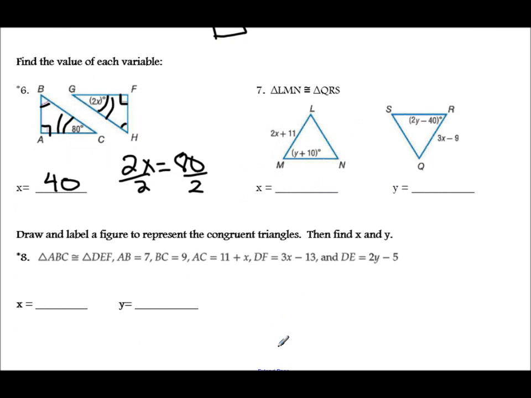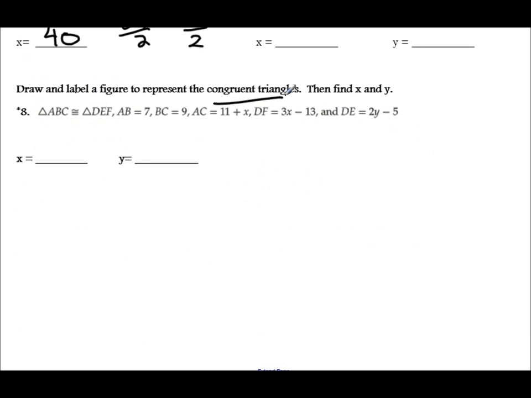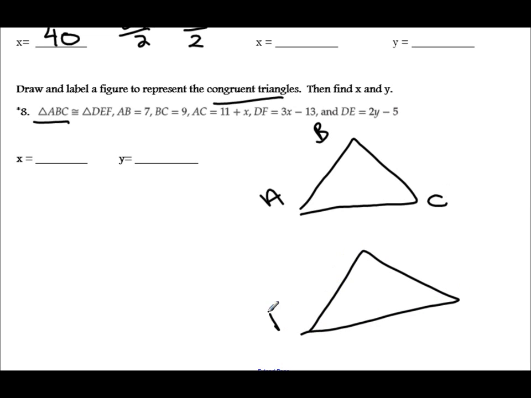Number 8 says to draw and label a figure to represent the congruent triangles and then find x and y. So it says triangle ABC, so I'm going to start with triangle ABC is congruent to triangle DEF. And AB is 7. BC is 9. AC is 11 plus x. DF is 3x minus 13. And DE is 2y minus 5.